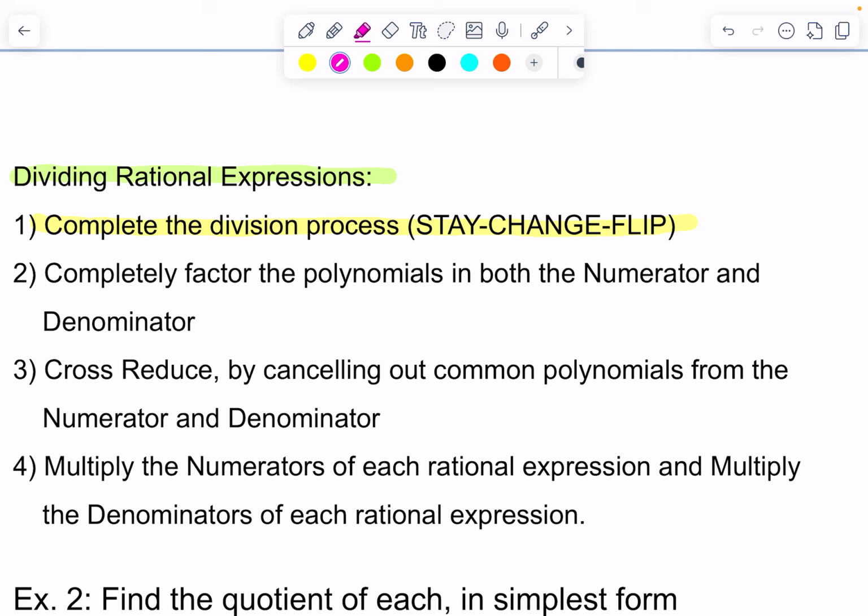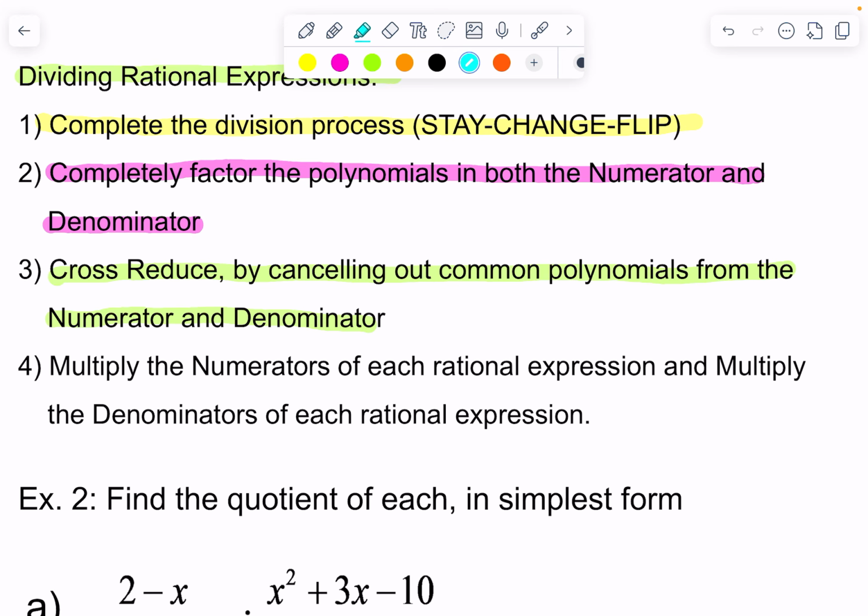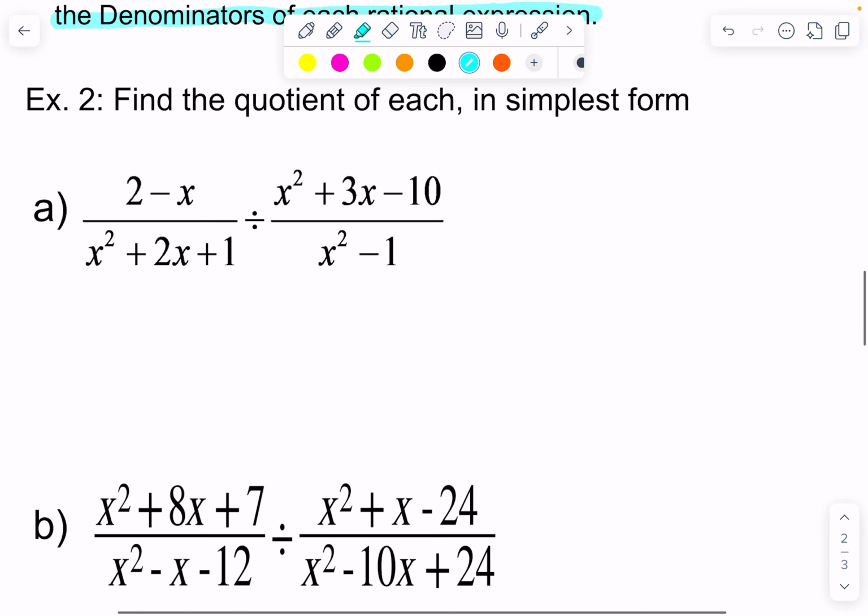Then we're going to multiply rational expressions like normal. Completely factor the polynomials in both the numerator and the denominator. Then we're going to cross-reduce by canceling out common polynomials from the numerator and the denominator. And then last but not least, we're going to multiply the numerators of each rational expression and multiply the denominators of each rational expression. All right, so let's get right to it.